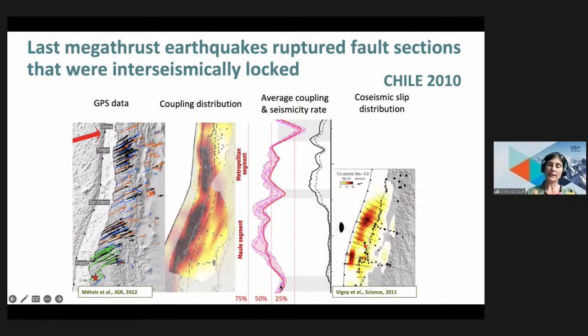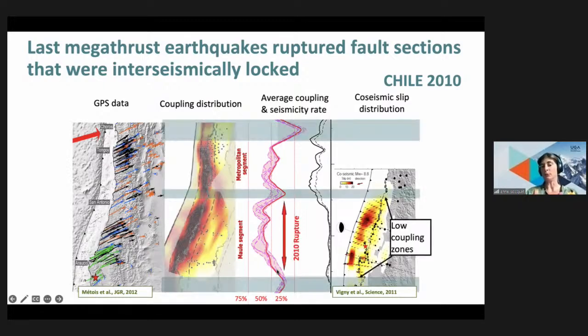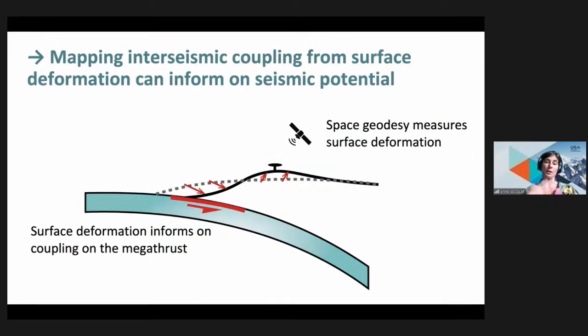Something that is really interesting is that you can compute the average coupling here, and depending on the model it will vary a little bit, but in any case you will have a high coupling in this area and lower coupling on both sides. Interestingly, the Maule earthquake occurred exactly in this segment. So the take-home message is that the interseismic coupling can inform us on the seismic potential, and maybe on the maximum magnitude earthquake that we can have.